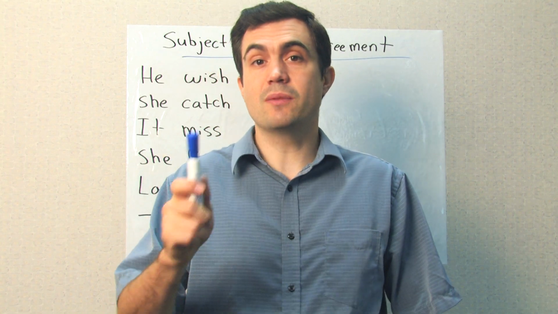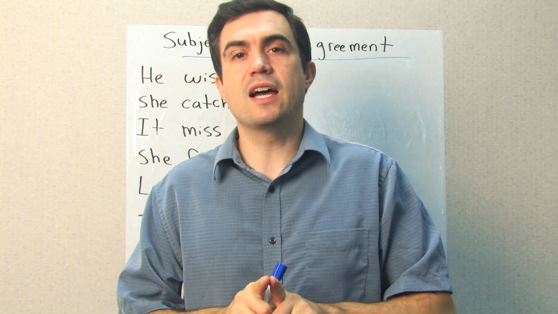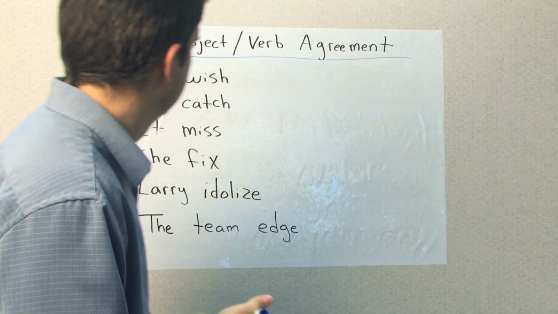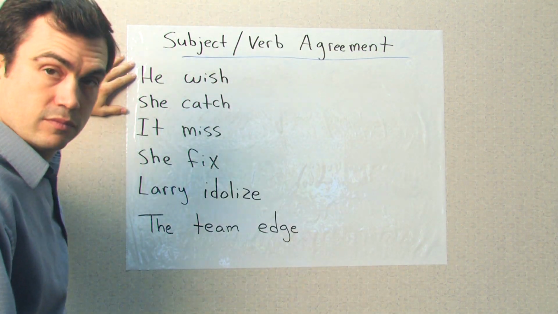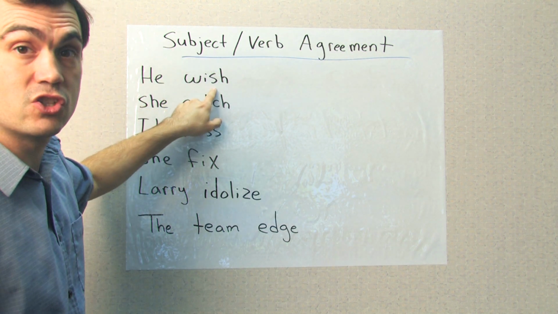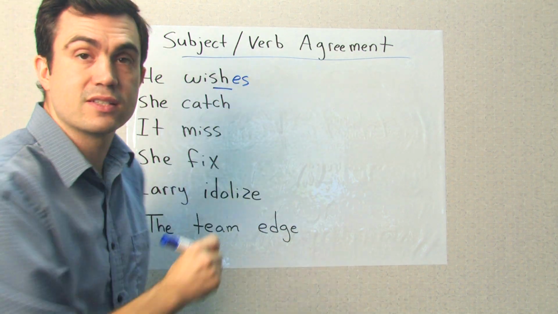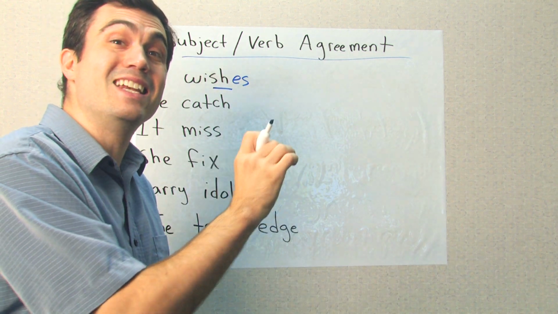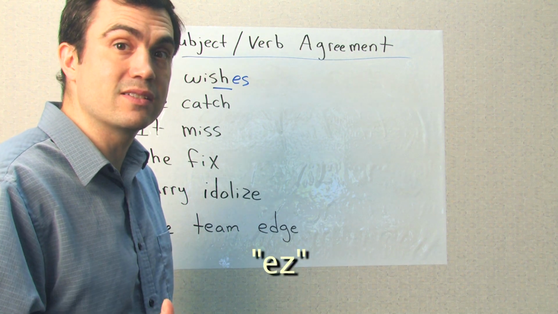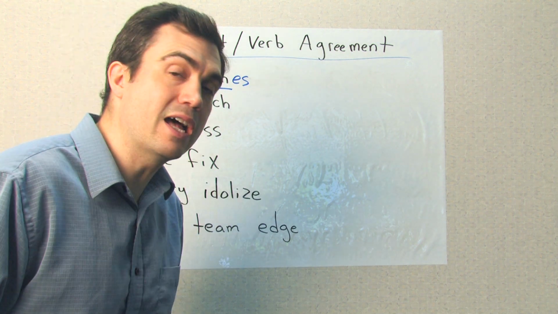Let's continue with subject-verb agreement. Singular subject, singular verb. This time, let's look at when to use ES instead of just S. For example, he wishes. He wishes. sh, add es, and it sounds like as. He wishes. All of these will sound like as. Es sounds like ez.